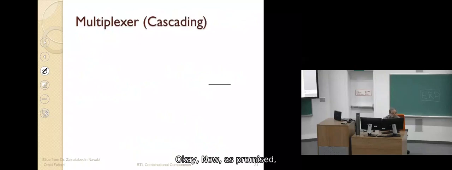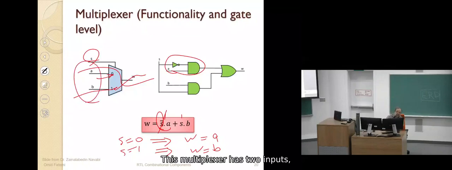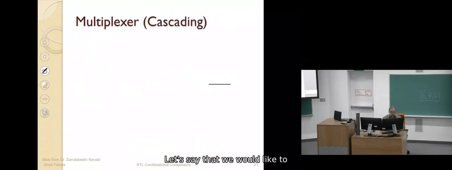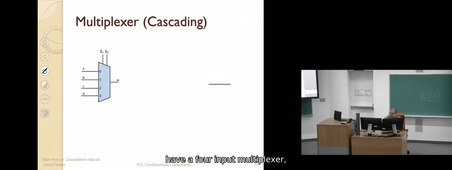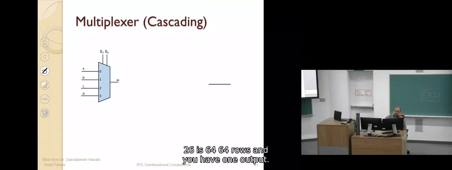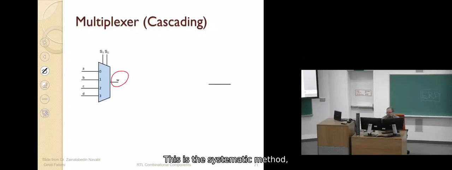Now, as promised, we are going to think about the cascading of the multiplexer. This multiplexer has two inputs, so it is a 2-to-1 multiplexer, selecting one out of two inputs. Let's say that we would like to have a four-input multiplexer. There, we could think of this as a new design. You could write the truth table. There are 6 inputs, so your truth table contains 2 to the 6, which is 64 rows, and you have one output. Then you can build the design, draw the Karnaugh map or try to simplify it yourself. So this is the systematic method, but we are not going to do that.